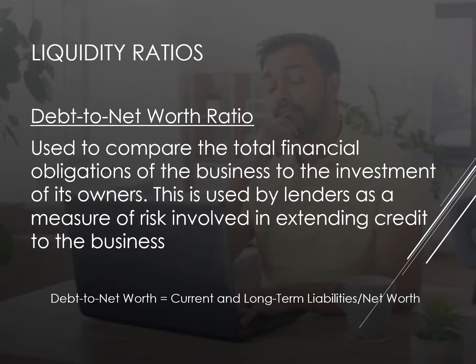So another one we can look at is the debt to net worth ratio. And this is used to compare the total financial obligations of the business to the investment of its owners. So this is used by lenders as a measure of risk. So if they're going to extend credit to the business, they want to see what risk there is regarding this. And again, we can look at this as the debt to net worth ratio is equal to the current and long-term liabilities divided by the net worth.